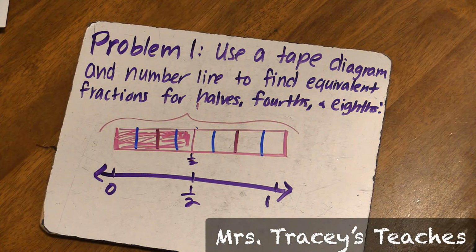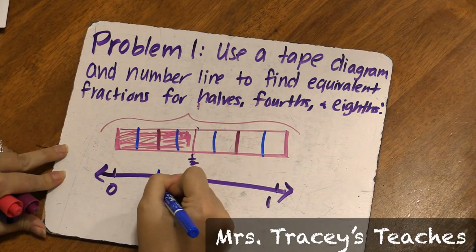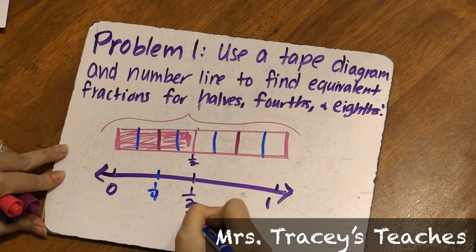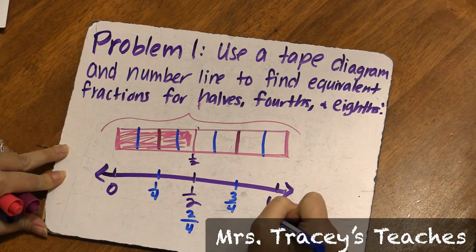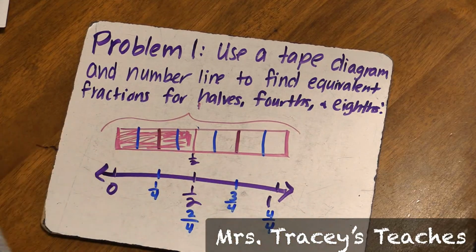And now we're going to decompose the number line into fourths. So I have 1 fourth, I have 2 fourths, I have 3 fourths, and I have 4 fourths, which equal a whole. What is equivalent to 2 fourths on the number line? Good, 1/2.